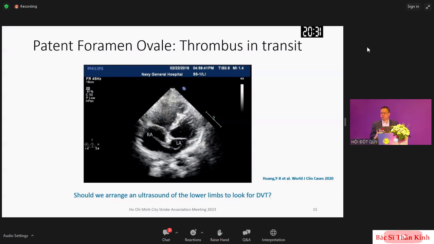Some of my colleagues will find a patent foramen ovale, and they will then do an ultrasound of the lower limbs to look for DVT. Which is an interesting idea if we believe that the thrombus comes from the lower limbs, because as we know, many of the lower limb DVTs that our patients get are asymptomatic, and perhaps that's where the clot came from that caused a stroke. On the other hand, perhaps the clot that was in the leg is now in the head, so it's a difficult question about whether to scan.